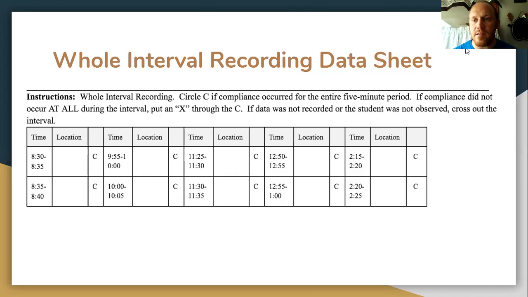You don't want to just cross out the C because that would be looked at as if compliance did not occur. So we would want to cross out the entire interval so that didn't skew the data at all. But if we saw that Johnny, let's say from 8:30 to 8:35, was complying that whole time, we'd circle the C. Between 8:35 and 8:40, the entire time he was non-compliant, we would just put an X through the C to be able to track that data.